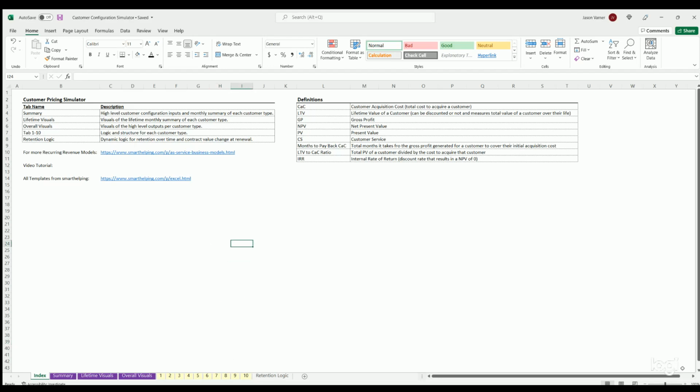It's a SaaS customer configuration and pricing simulation. Really, really nice logic here. Any business that has customers with recurring revenue, some acquisition costs, some cost of that revenue over time will benefit from this. Contract lengths, varying retention, all that's going to be able to be isolated, and you can see visuals on it. This is a really great tool, a very advanced pricing simulator, and we'll get right into it here.